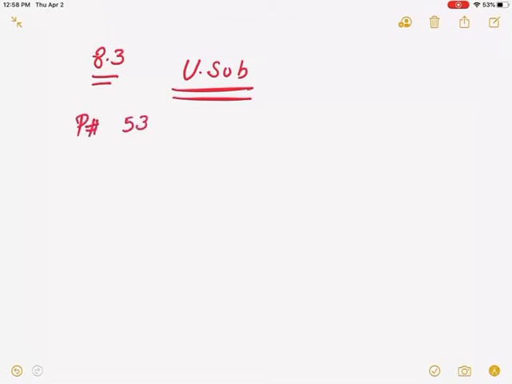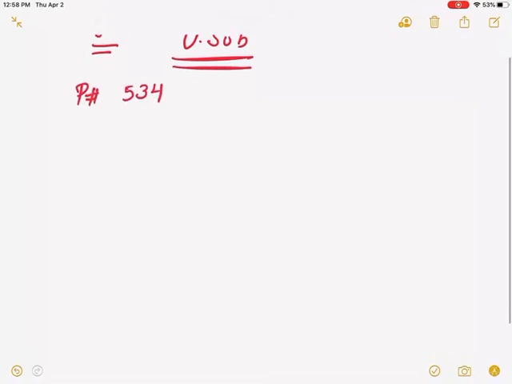So today I have 8-3 and it's the same section still. I'll be showing you a few more examples on U-substitution. I have example 7 and example 8 on page number 534 if you want to follow along. So you can go to page 534. And first I'll start off with example number 7.